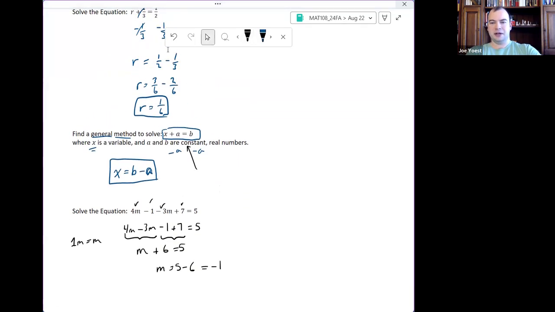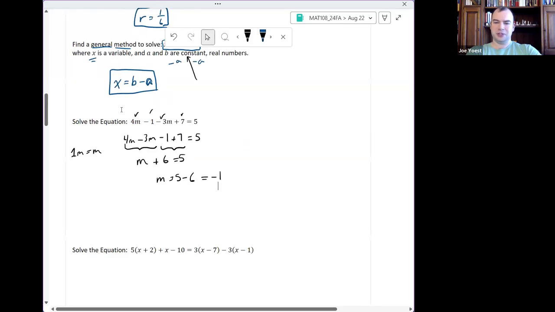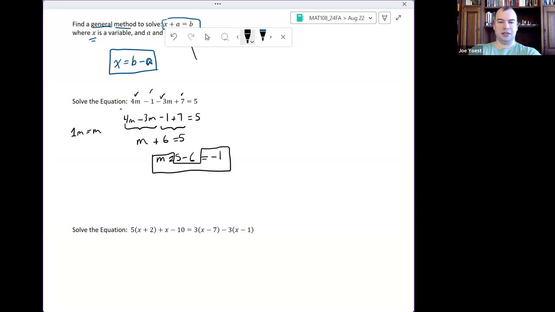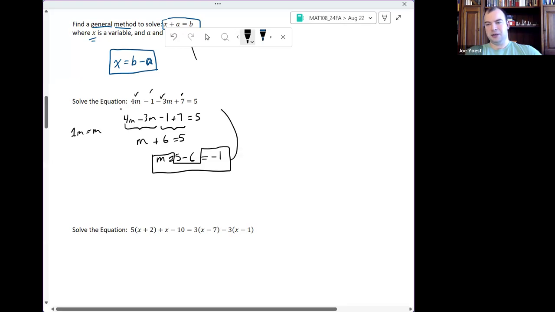Oftentimes I'll kind of chain together equalities instead of rewriting them like this, just because it's a little more efficient. Because if thing A equals thing B and thing A equals thing C, then thing B equals thing C as well. They're all equal to one another, the transitive property of equality. So after all is said and done, we see that m equals -1 is the value of that variable that we're looking for. It's the value of m that, when substituted in to both sides of this equation, results in an equation where both sides are the same number.